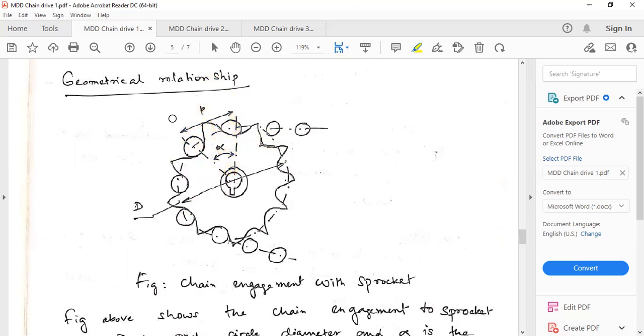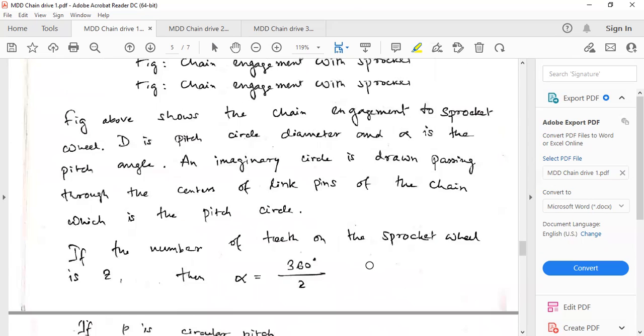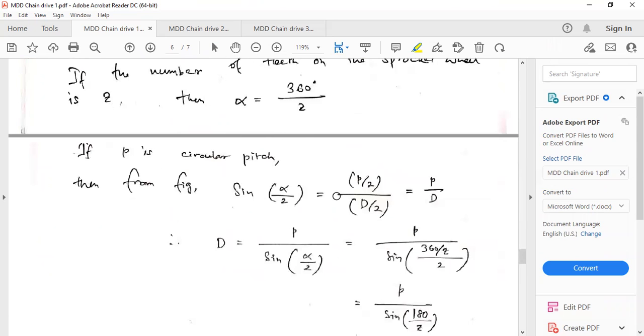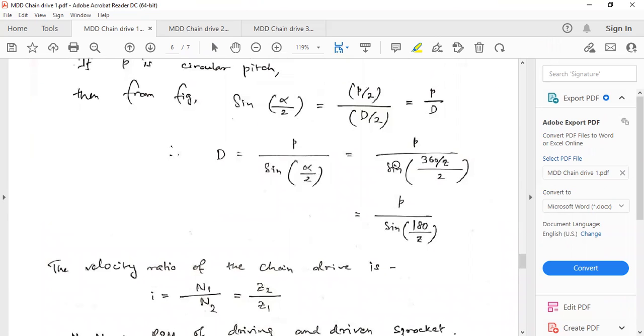So this will be p by 2 by d by 2. The radius from here to here is d by 2, and from here to here is p by 2. So that is pitch by diameter. A little bit more arrangement will show that this diameter can be written as p by sine 180 by z, because alpha is 360 by z, so 2 by 360 by 2 is 180.